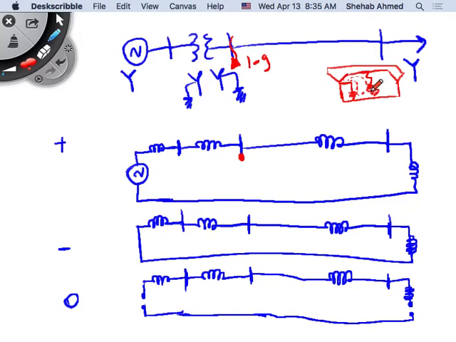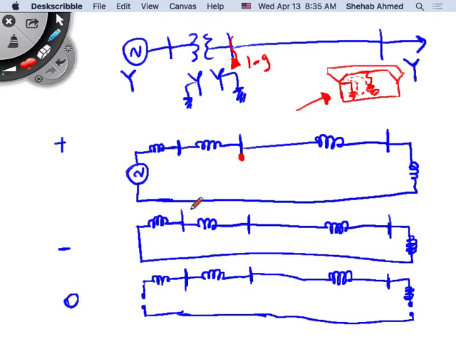So I cannot leave these three circuits by themselves. These three circuits are the sequence representations of these three-phase systems. It's true, nothing wrong with that. But for us to analyze a case like this, we will have to connect the three circuits somehow.